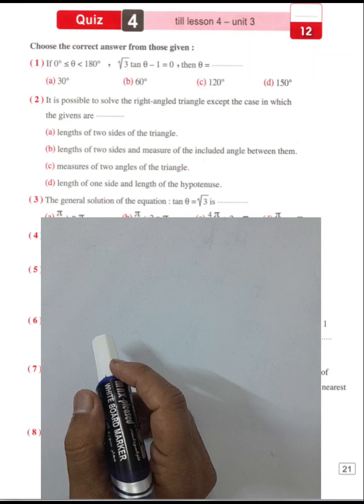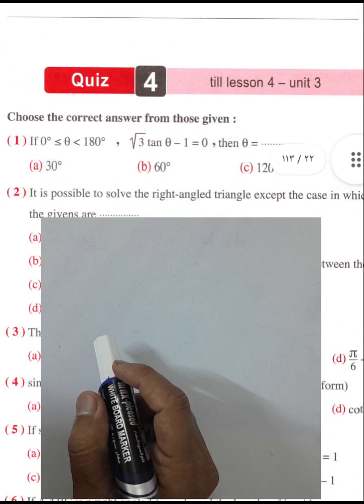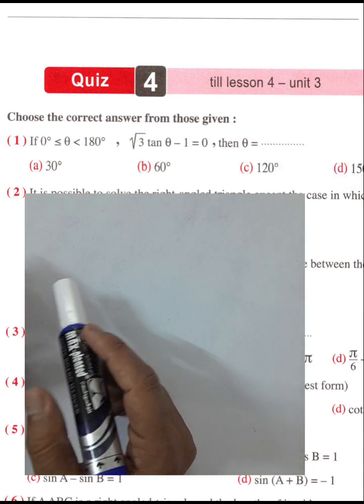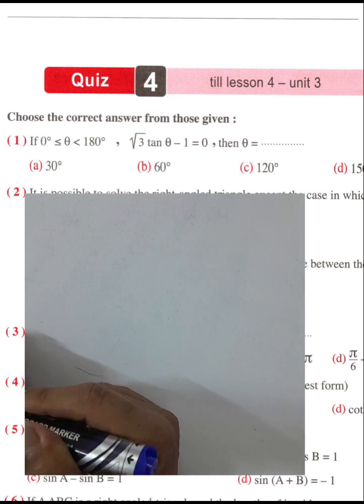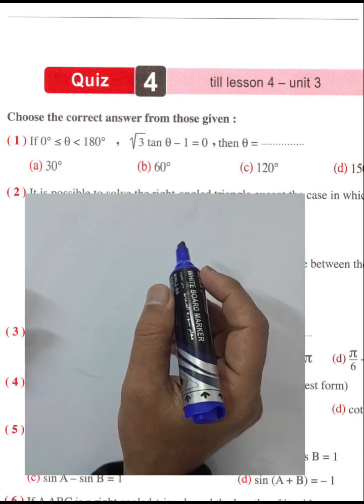We will solve page 21, quiz number 40, lesson 4, unit 3, geometry. Question number 1. If theta is greater than or equal to 0 and less than 180, and root 3 times tan theta minus 1 equals 0, find angle theta.